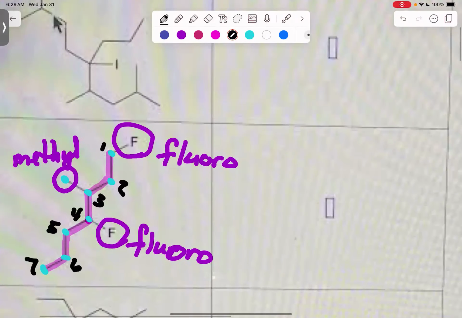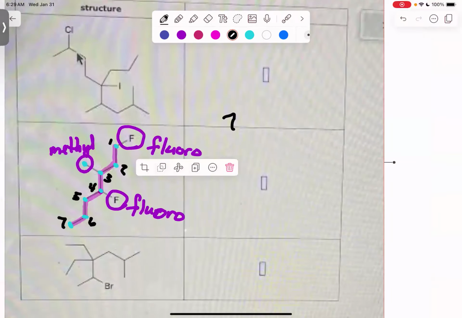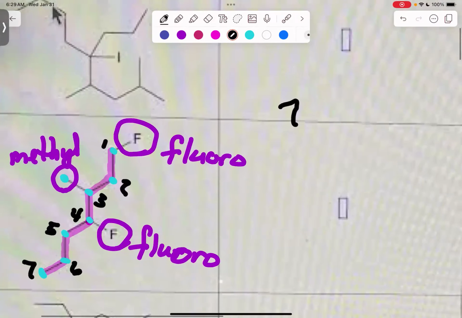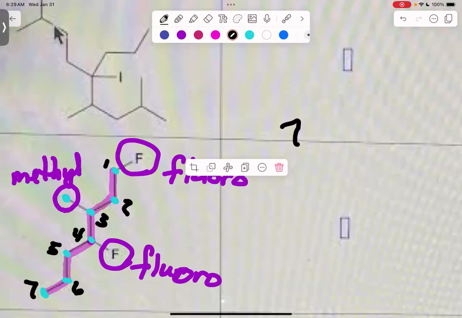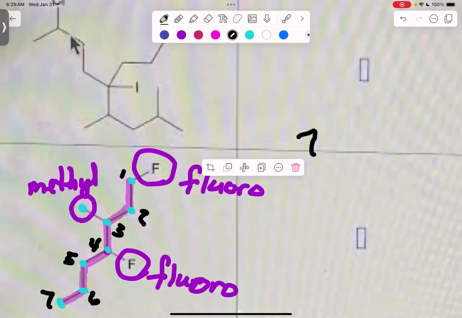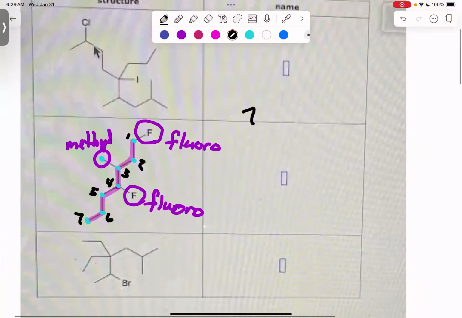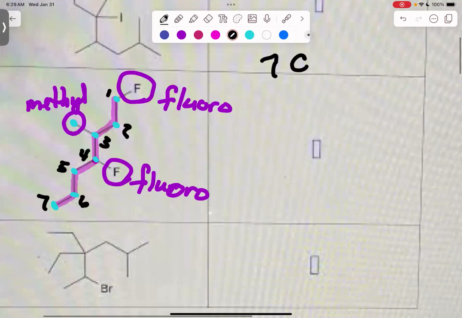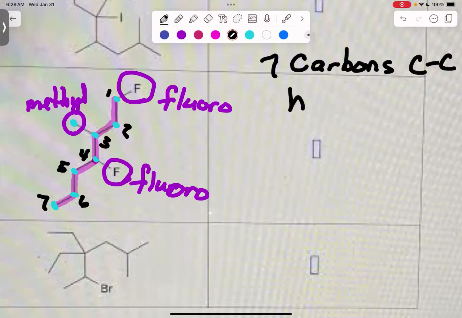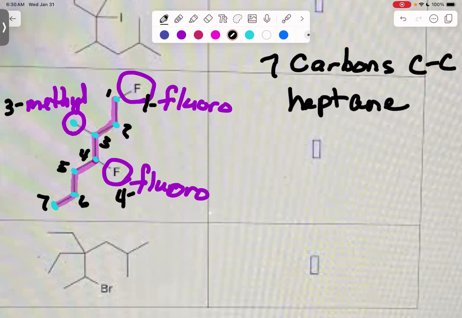So 7 carbons in the parent. Why? Oh, it's highlighted. Okay, try this again. 7 carbons in the parent, and they're all carbon-carbon single bonds. So I know 7 carbons is hept, and then it ends in A-N-E, okay? And then I know what my substituents are, and I've numbered the carbons, so I know this is going to be a 3-methyl, this is going to be a 1-fluoro, and this is going to be a 4-fluoro, okay?